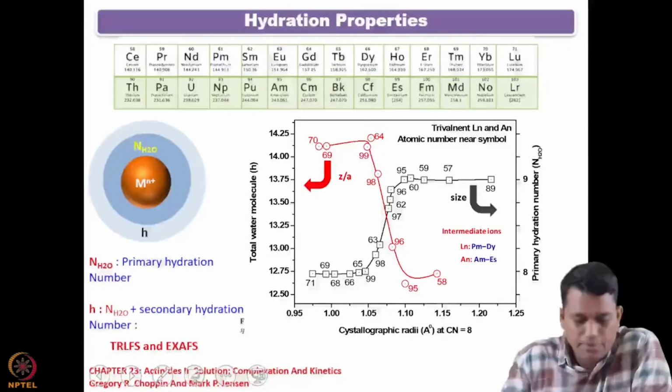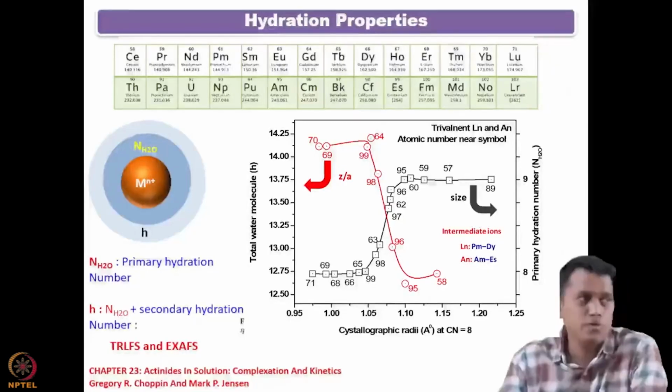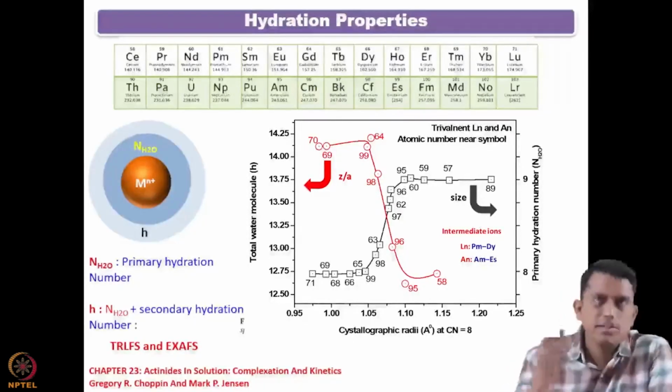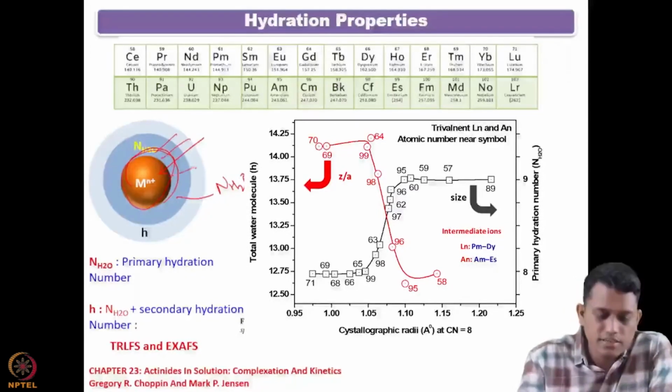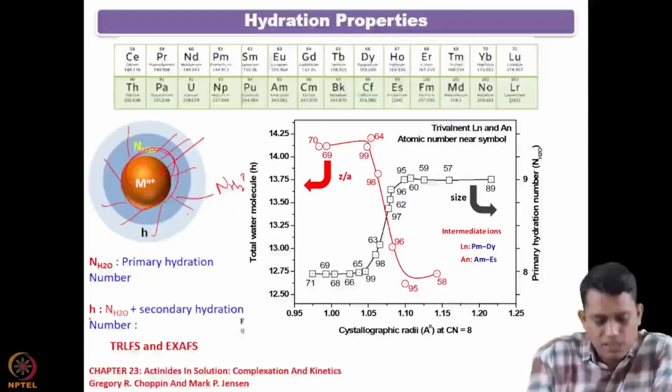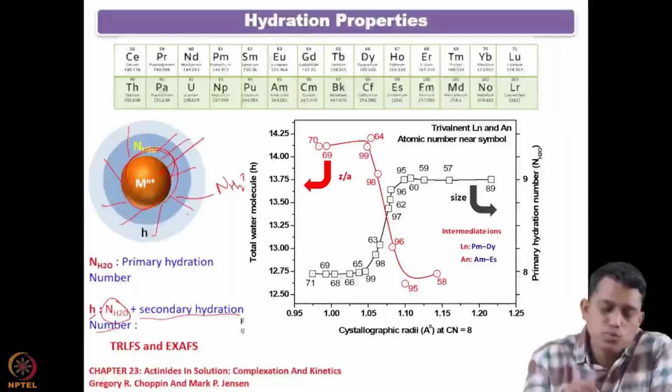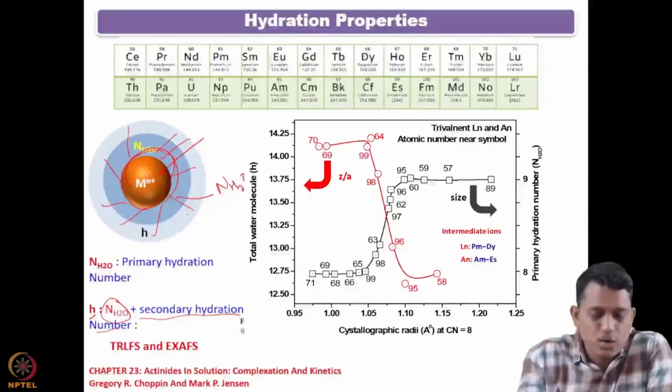So the first thing that can happen when you have a metal ion, you know its size, you know its radius, and you put it into water, what will happen? It will try to hydrate itself. You have a metal ion, you put it into water, there can be a primary hydration layer just on the metal ion, which we have given as NH2O, and there can be a total hydration, which includes both primary and secondary, which I have given the name H. That is obviously primary plus secondary. So the moment you put it in, there are hydration structures around this metal ion.